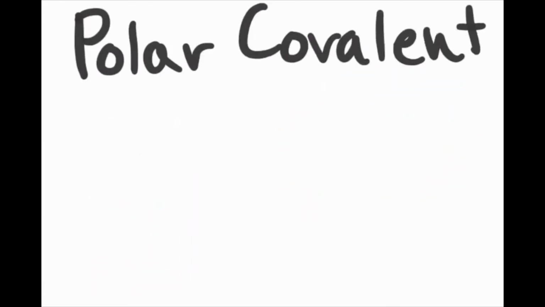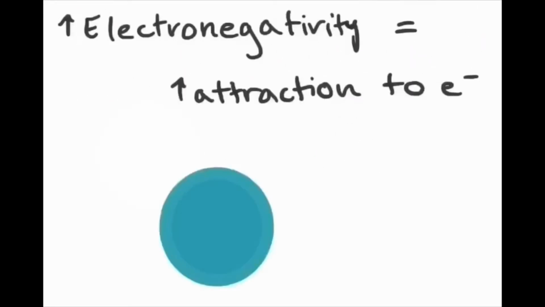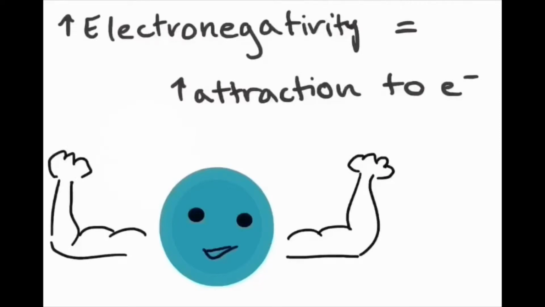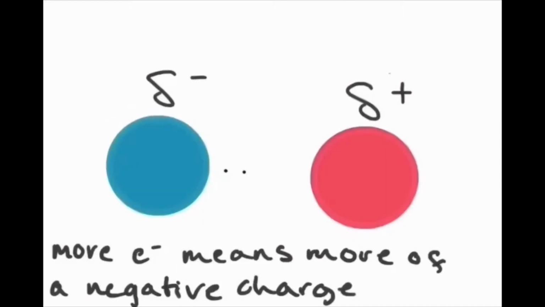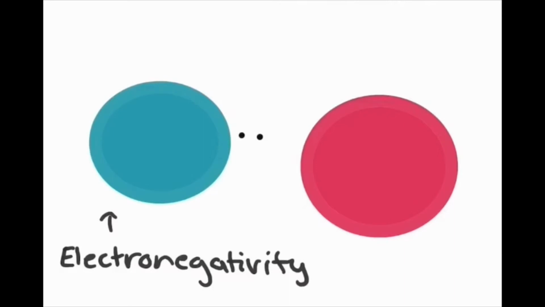Now we are going to look at polar covalent bonds in more detail. Like I said earlier, the atom with the highest electronegativity has the highest attraction to the electron, and will therefore pull the electrons closer to itself. When 2 atoms have a polar covalent bond between them, a partial positive and a partial negative charge are created. The atom with the higher electronegativity will have the partial negative charge because it is pulling the electrons closer to itself and therefore creating the unequal charge.